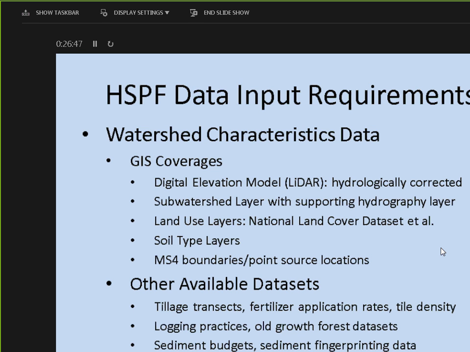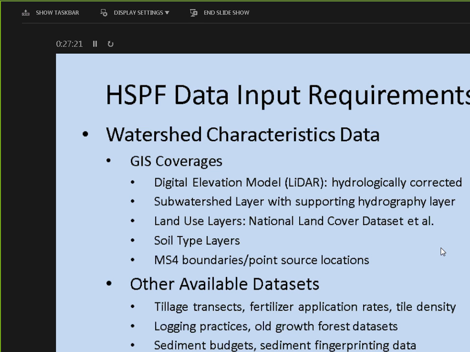So we do rely on DNR quite a bit for the watershed layers and the supporting hydrography layer. We use a variety of land use layers and soil type layers and put in political boundaries like MS4 because we like to give them their own separate land numbers so that we can quickly extract their loads. And of course we need the exact geographical location of point source discharges.